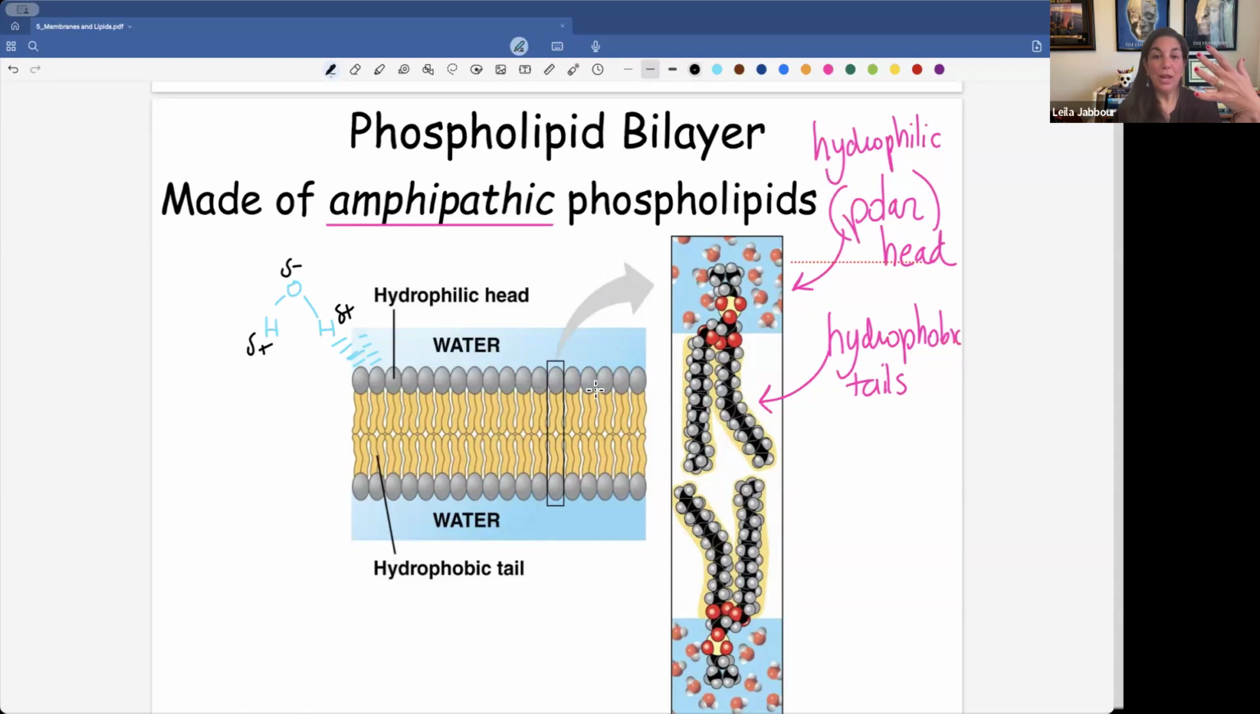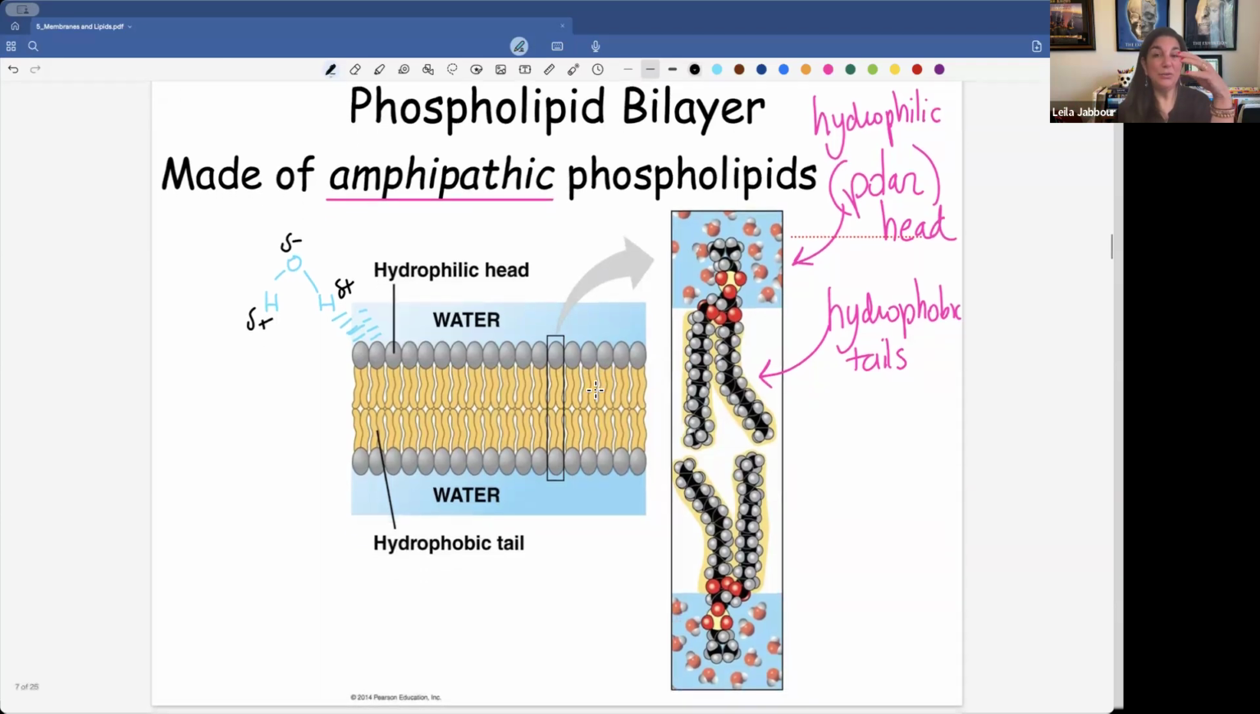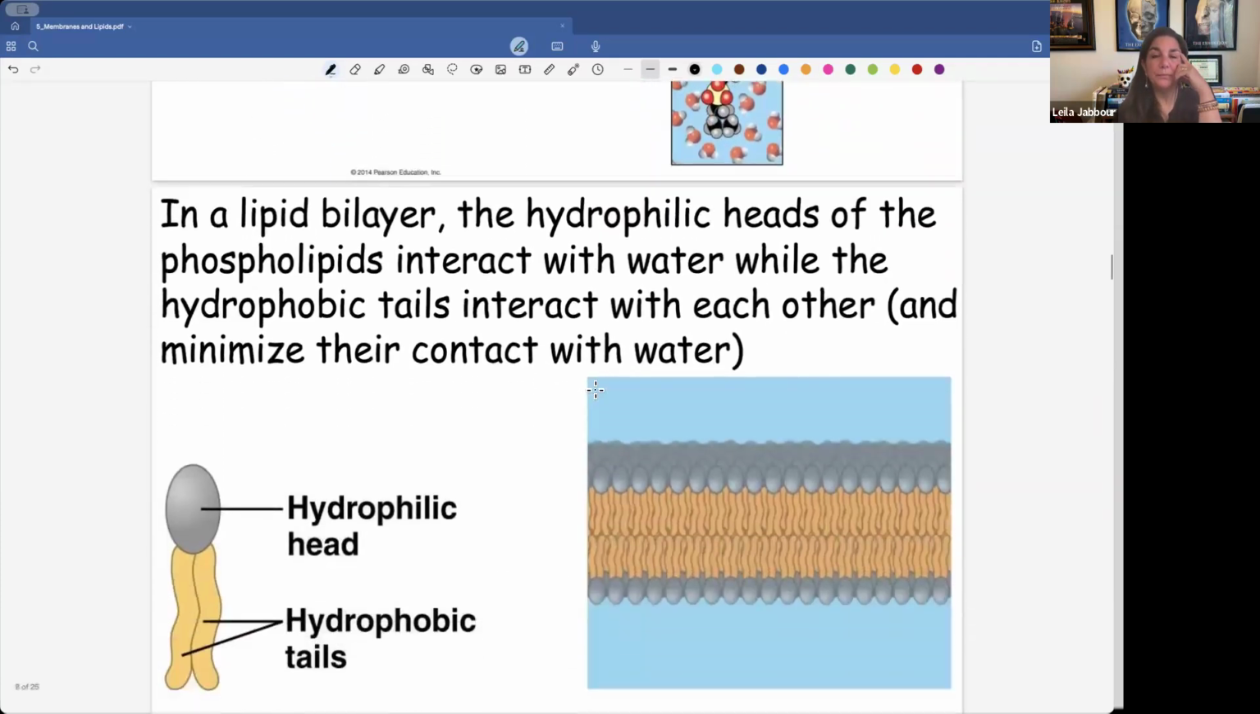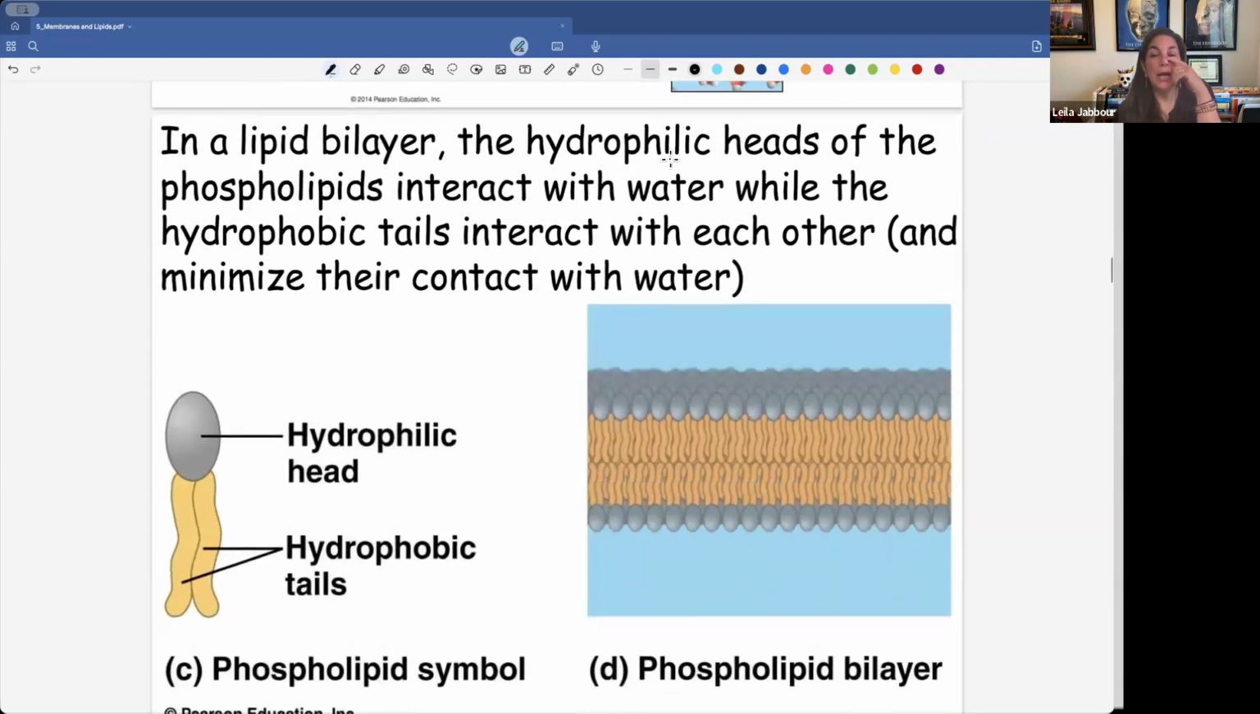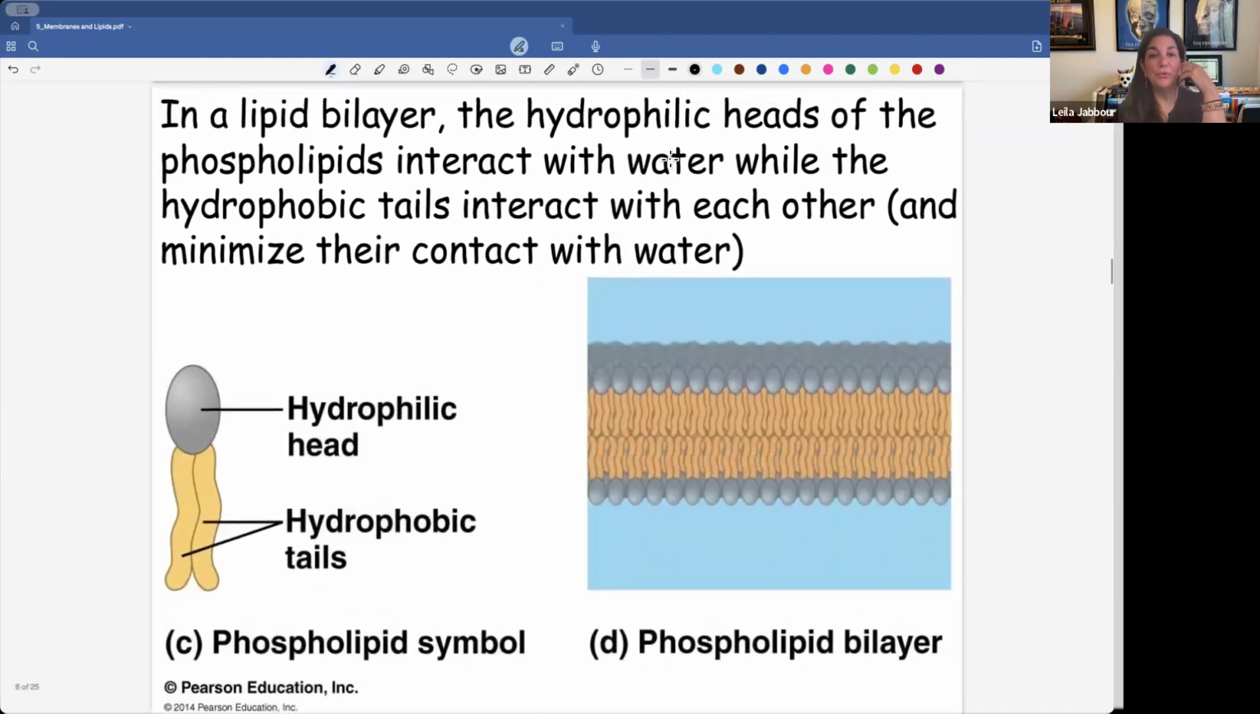So these polar heads are a perfect setup because they're facing aqueous environment on both sides. And the tails are facing each other, hydrophobic with hydrophobic, hiding in there and making up the core of this membrane. So in the lipid bilayer, the hydrophilic heads of the phospholipids interact with water, while the hydrophobic tails interact with each other and minimize their contact with water.